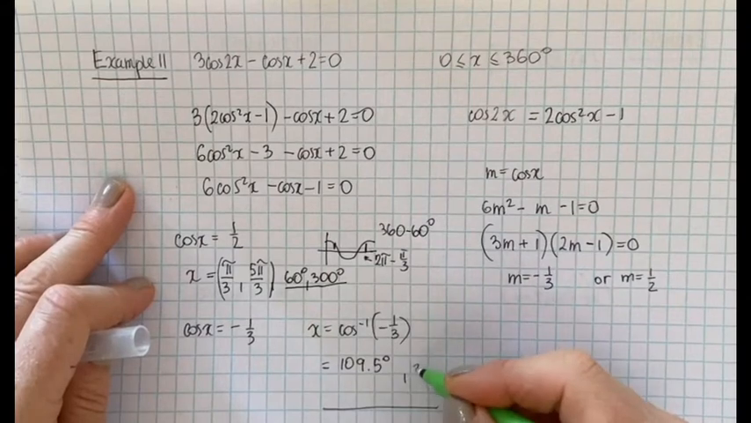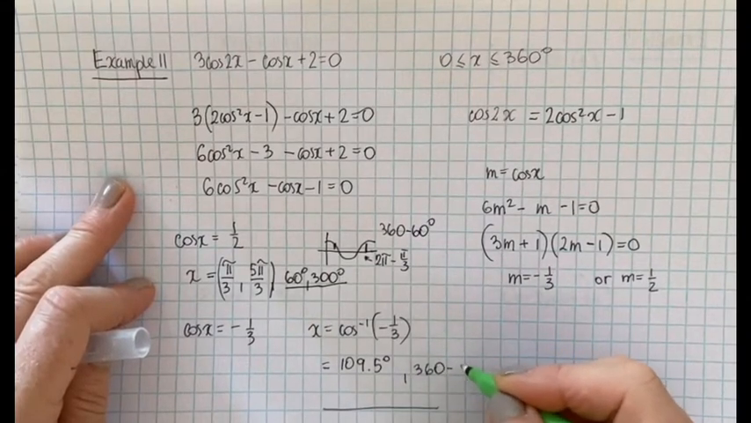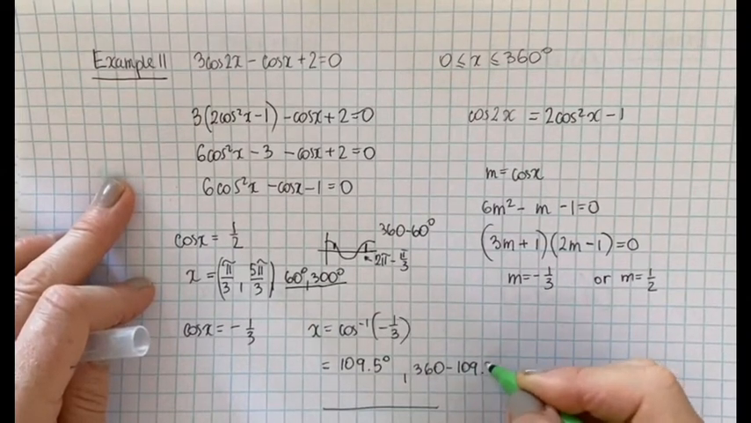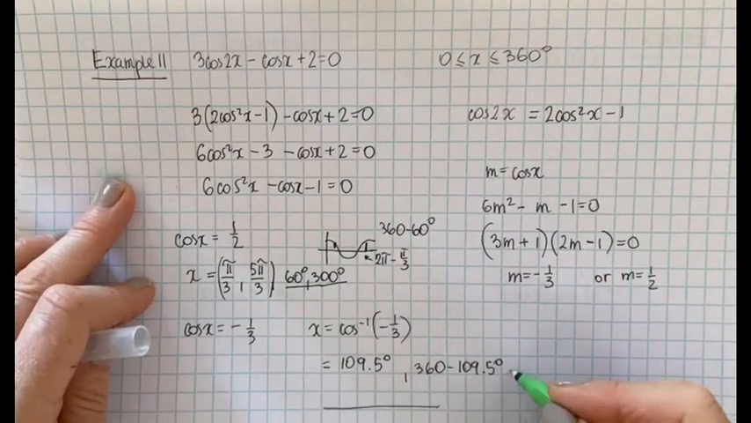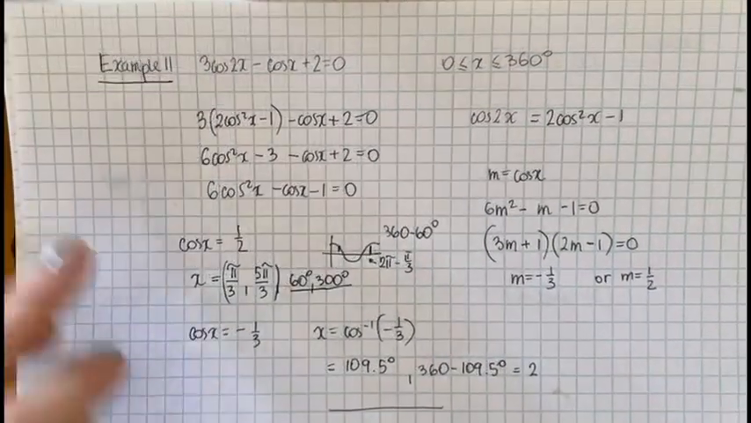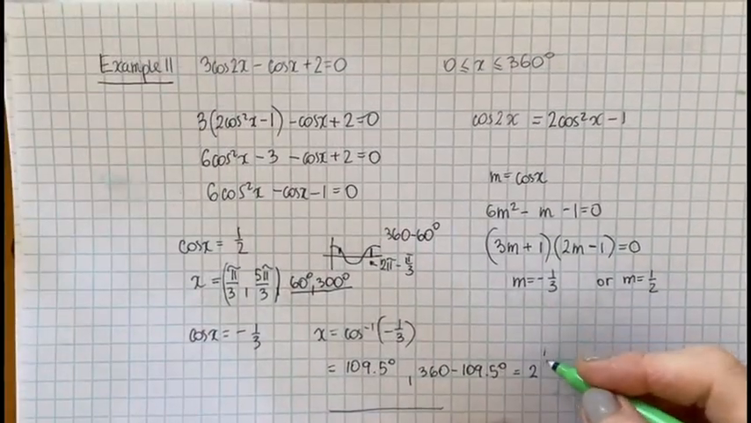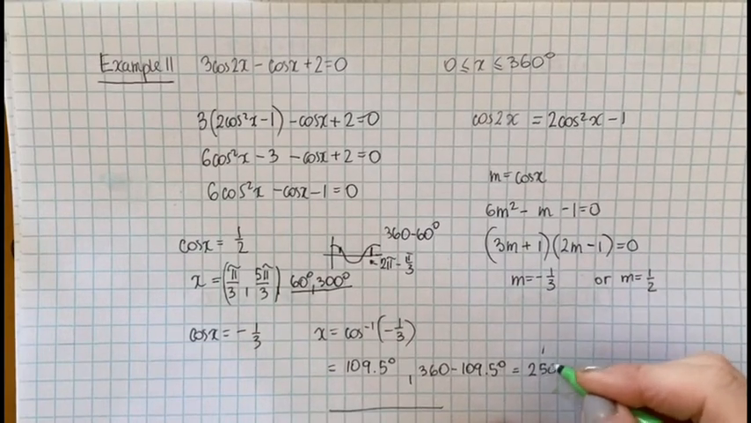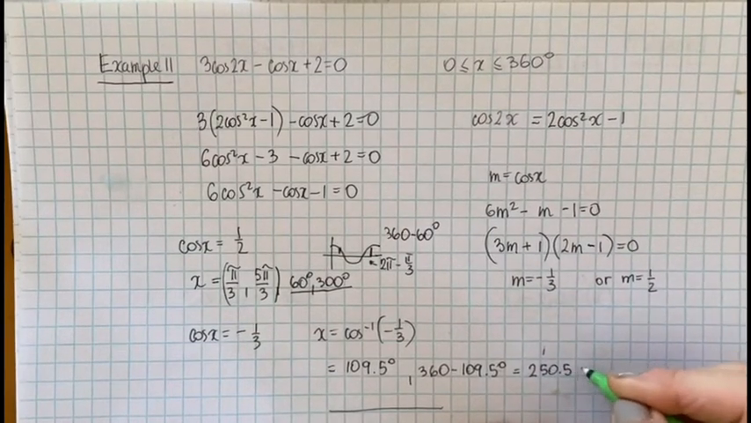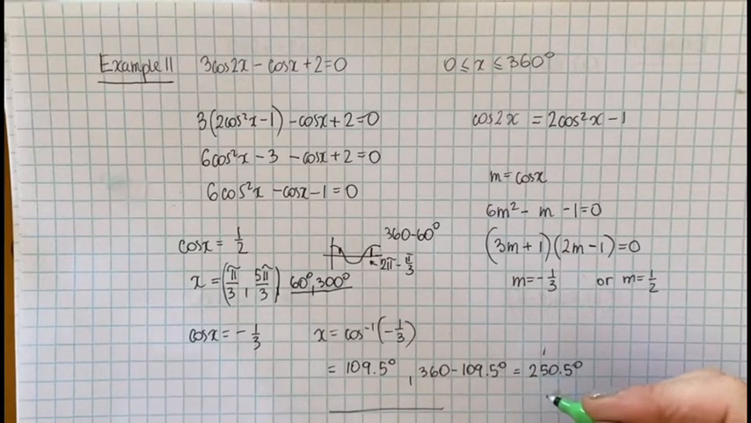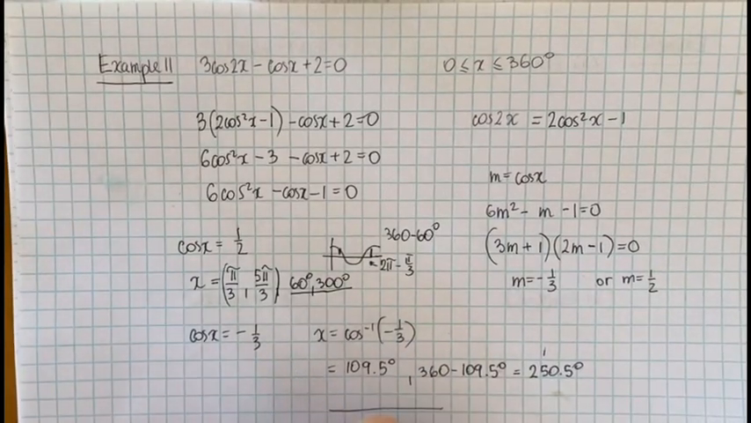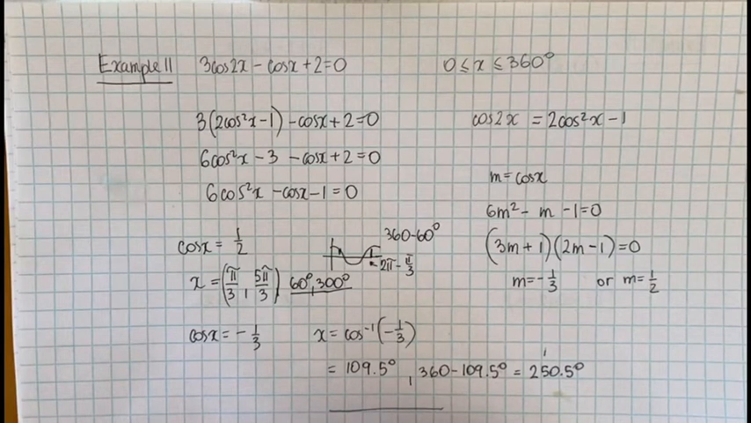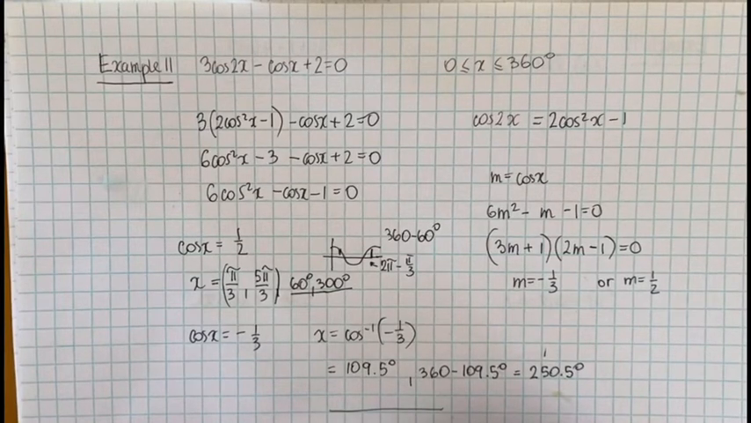And this one here is going to be 360 minus 109.5, which gives us the answer of 250.5 degrees. So let's list our solutions. You've got 60, put them in order of size, 109.5, 250.5, and 300.